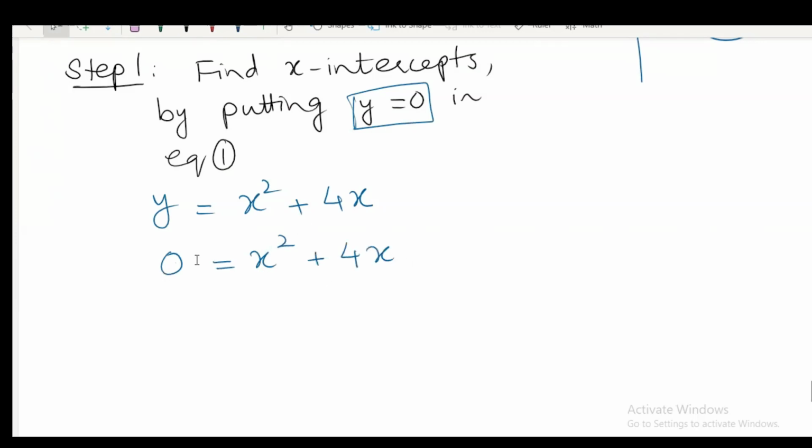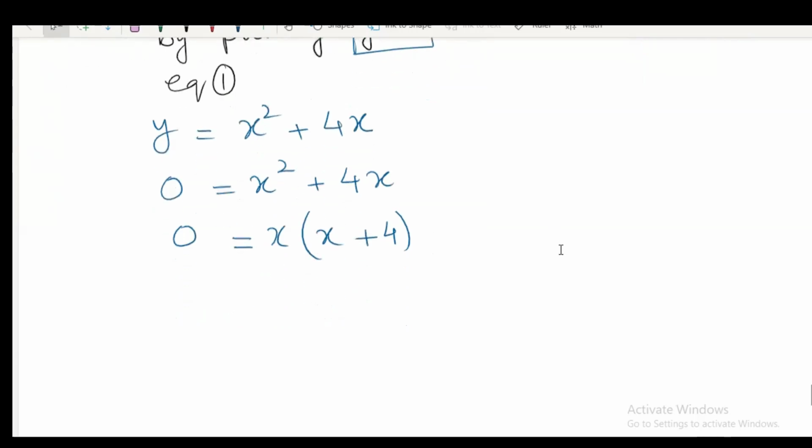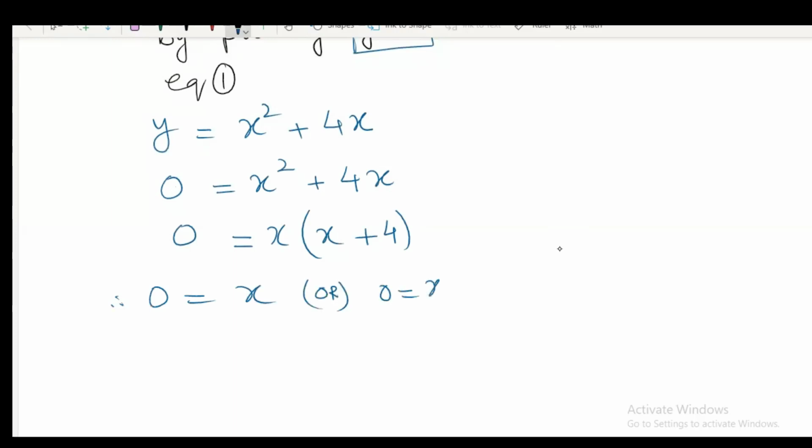And how to solve this equation? By taking common, x is common here: x(x plus 4), by factorization. Now equating with 0: 0 equals x, or 0 equals x plus 4. So x equals 0 and x equals minus 4 are the x-intercepts.